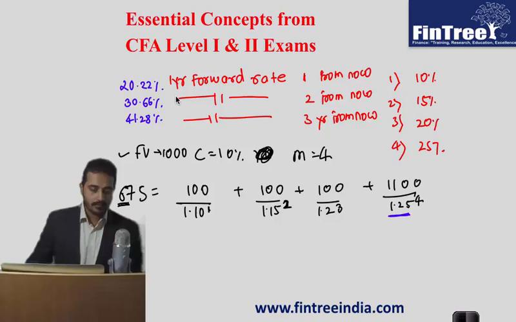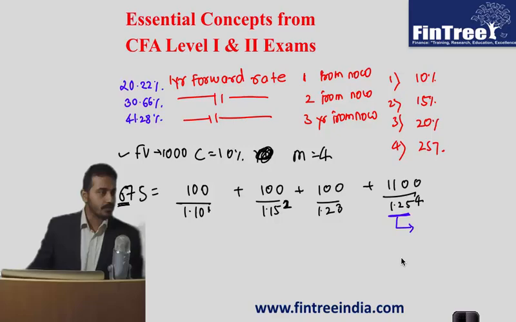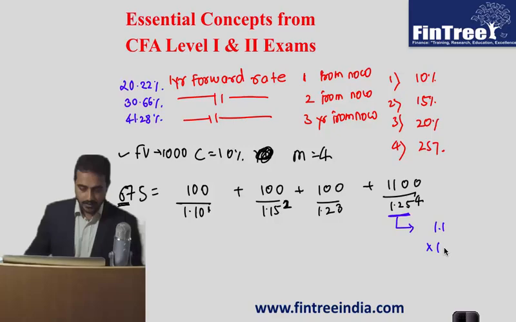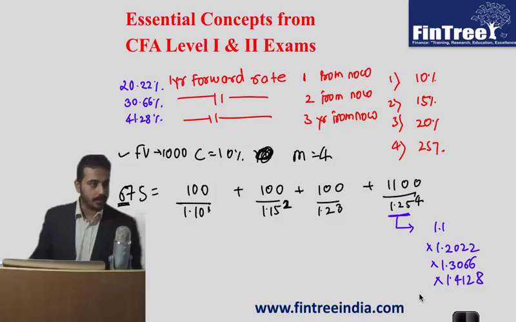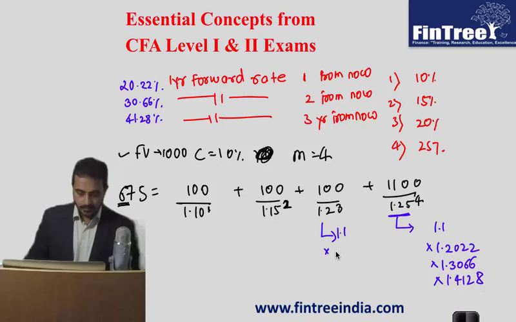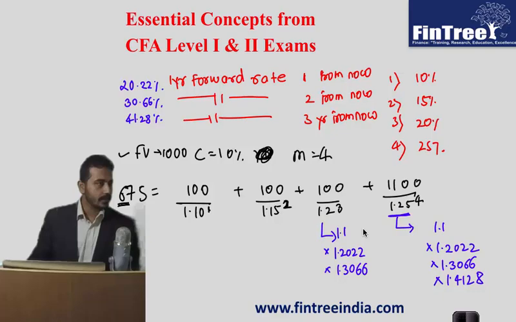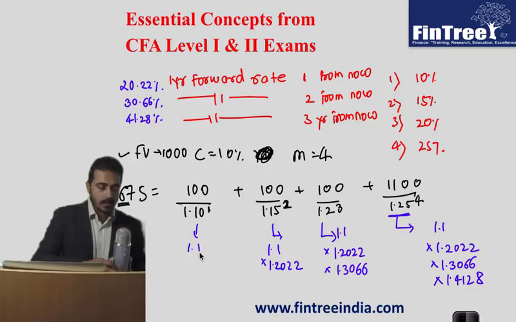So here you can replace 1.25 raised to 4 with 1.1 into 1.2022 into 1.3066 into 1.4128. This would be calculated as 1.1 into 1.2022 into 1.3066. This would be calculated as 1.1 into 1.2022, and this would simply be 1.1. Right, so this is how you can value the bond using either the spot rates or forward rates.